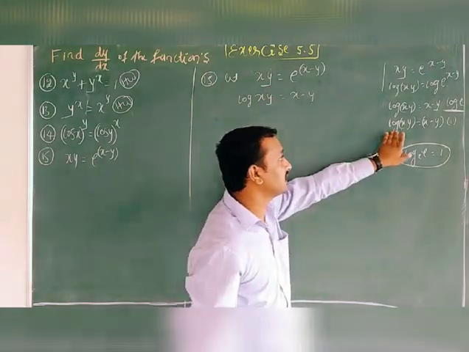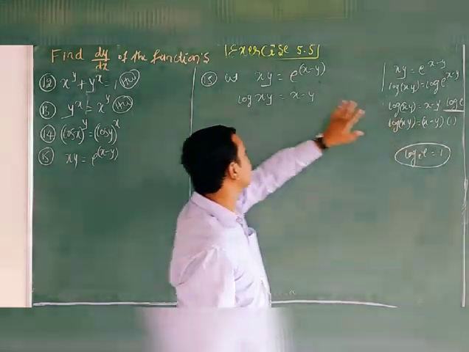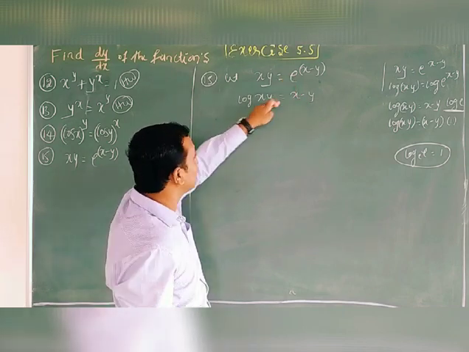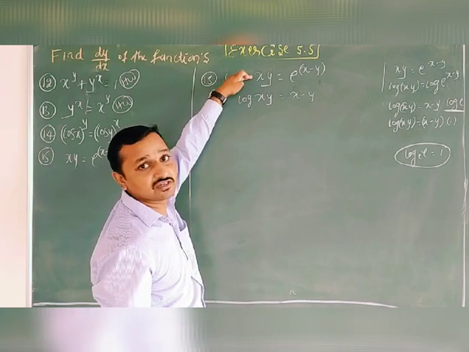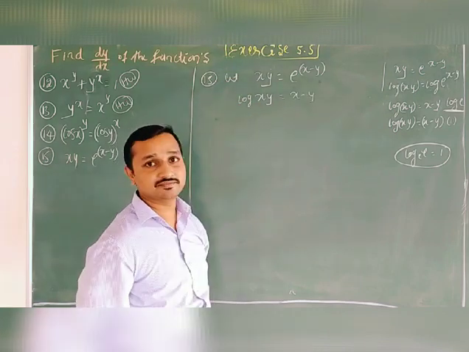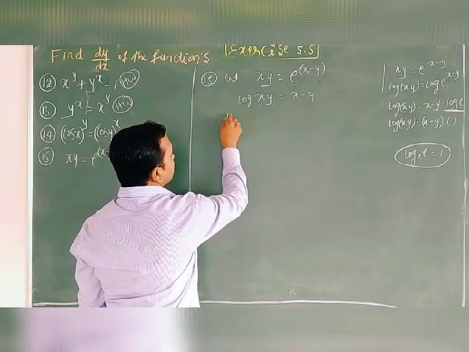Then you will solve. Same as it is: log of x into y equal to x minus y. Or else you can write this as an exponential function. If this exponential function is shifted to the left-hand side, it becomes a logarithmic function. That is the law of x into y. So keep the exponential as this. Is that clear? Then solve. Very easy example.